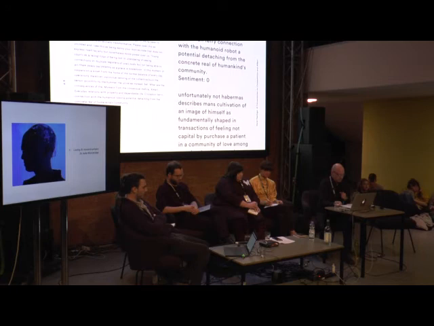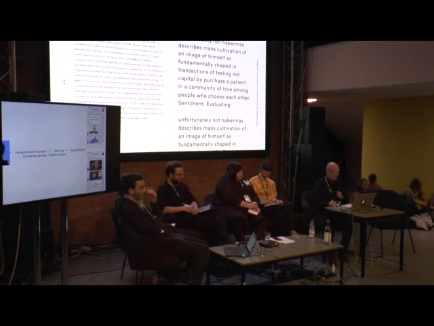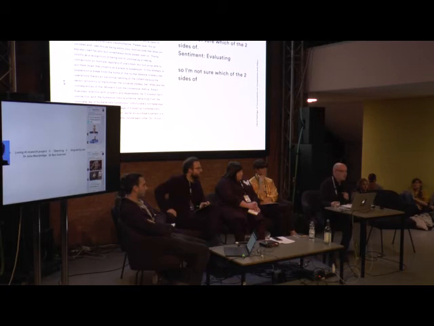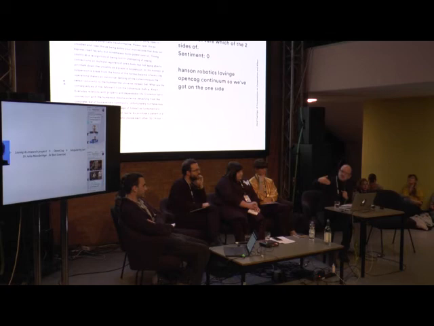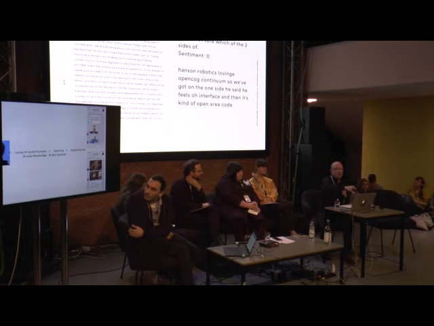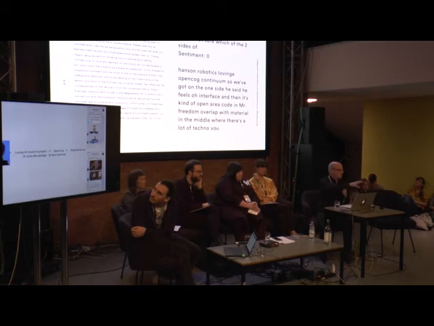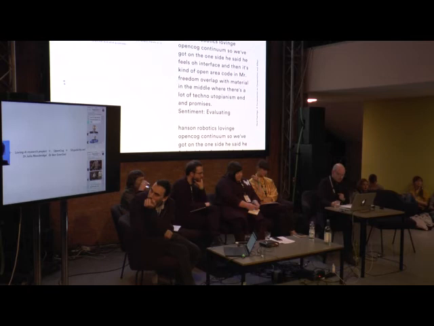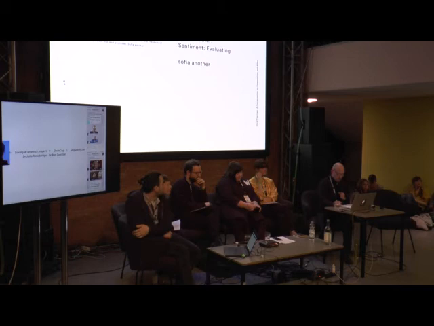So I end here with an image of the two sides of interface in the Hanson Robotics Loving AI Open Cog Continuum. So we've got on the one side the Sophia interface, and then this kind of open area of code and the sort of freedom of a lack of materiality in the middle, where there's a lot of techno-utopianism and promises. So from the public-facing interface of Sophia and other humanoid robots who fall into stereotypes of gender, race, and culture, to the deep neural networks developed by Goertzel and his colleagues on the other side.